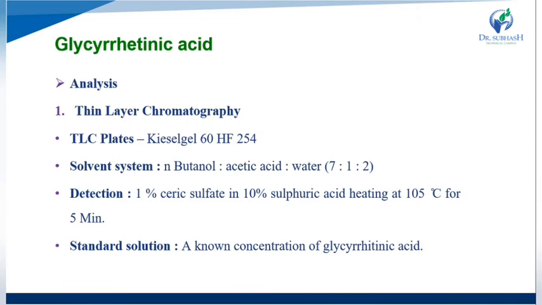As the detection solution, like spraying solution, here we use 1% ceric sulfate in 10% sulfuric acid and heating at 105 degree Celsius for 5 minutes. Then the standard solution is a known concentration of glycyrrhetinic acid, and the unknown reference solution is our extract of glycyrrhetinic acid.